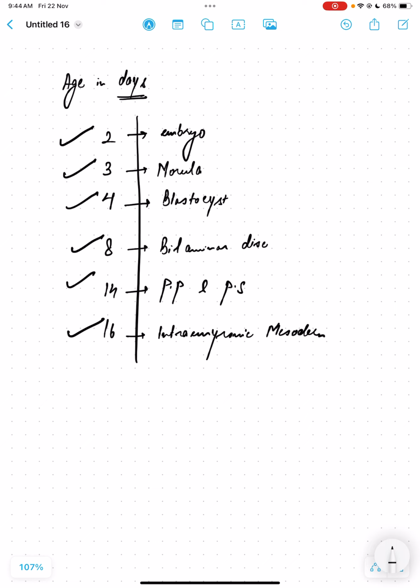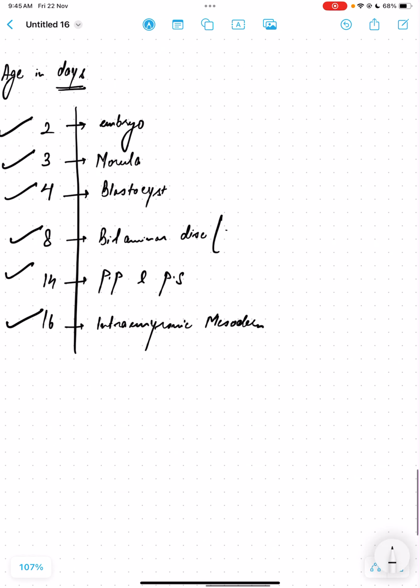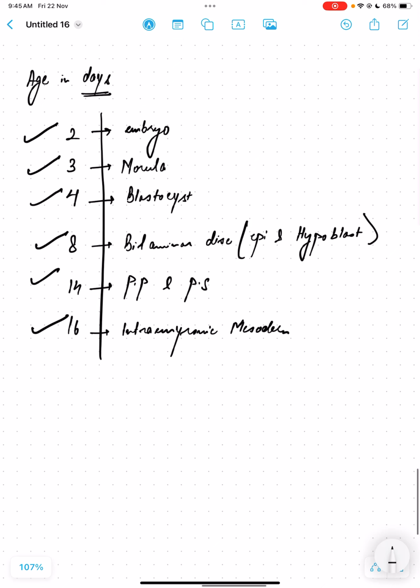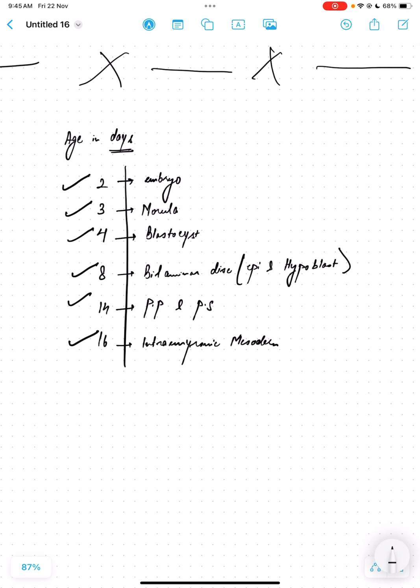At the second day, there will be the formation of embryo. At the third day, there will be the formation of morula. On the fourth day, there will be the formation of blastocyst. On the eighth day, there is the formation of bilaminar disc that contains epiblast and hypoblast. Okay. On the 14th day, there will be the formation of primitive streak and procaudal plate, and on the 16th day, there will be the formation of intraembryonic mesoderm. Okay.